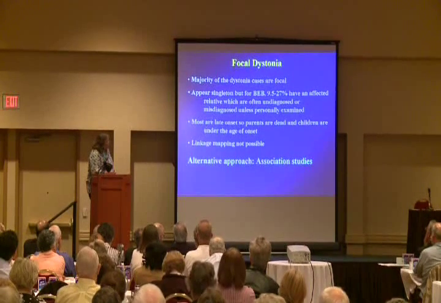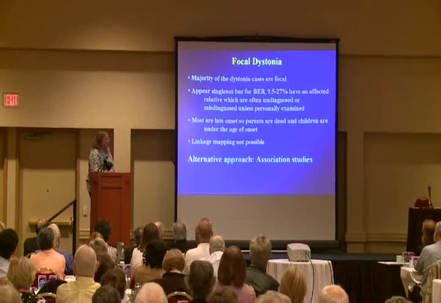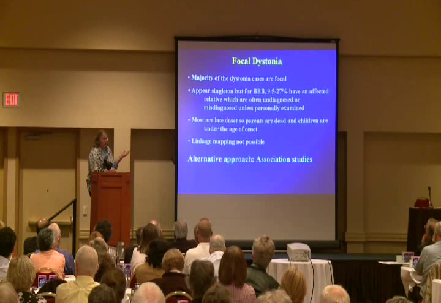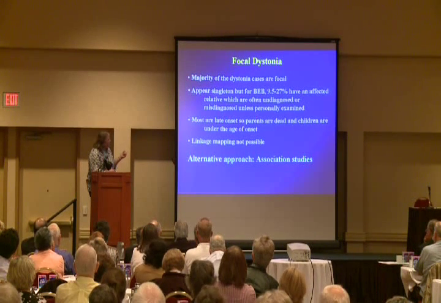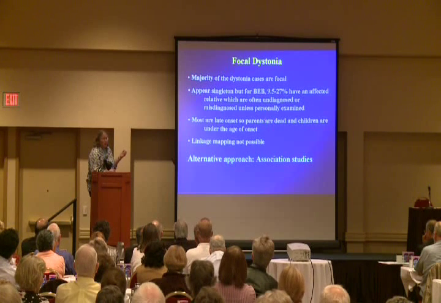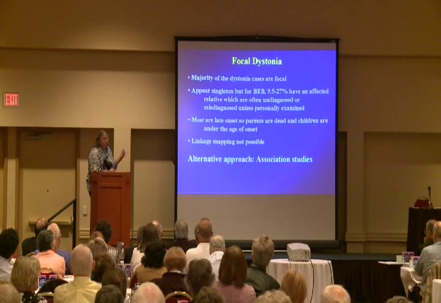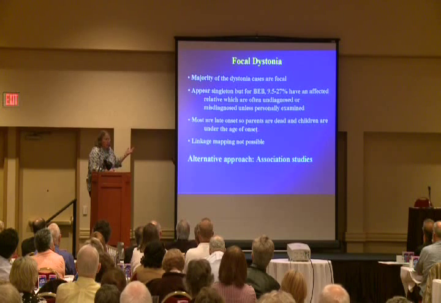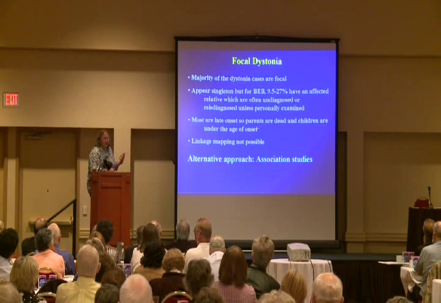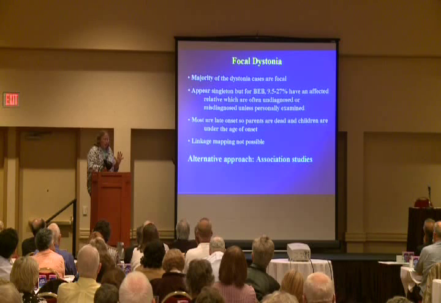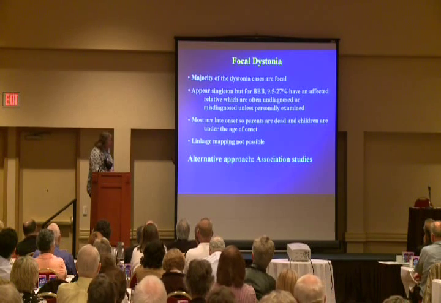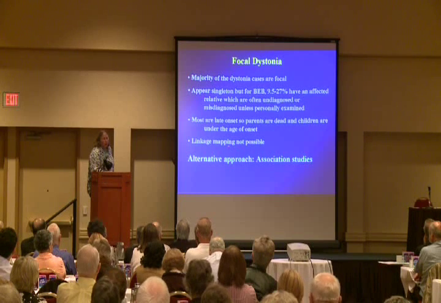Another problem is that they're late onset. The average age of onset for blepharospasm is in the mid to late 50s. Because they're late onset, many parents have already died, and so you can't examine that parent to find out whether they did or did not have the disease. And many children are under the age of onset. You have to wait until the child gets to 45, 50 to see if they're going to manifest the disease. And so you don't get those large pedigrees with multiple affected members, and so we can't do that kind of linkage mapping that I described.